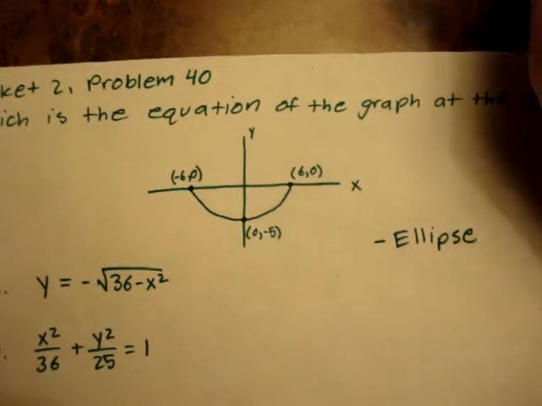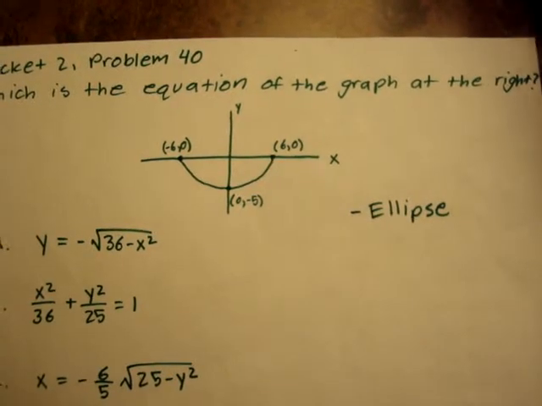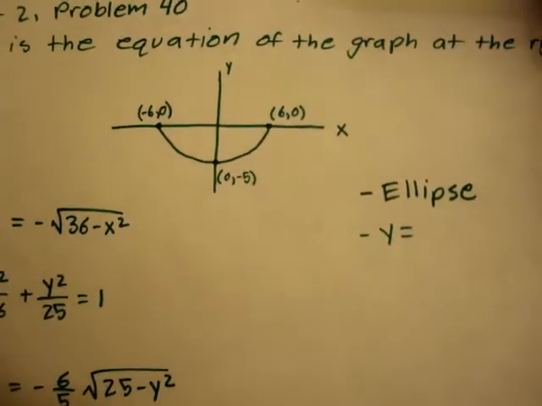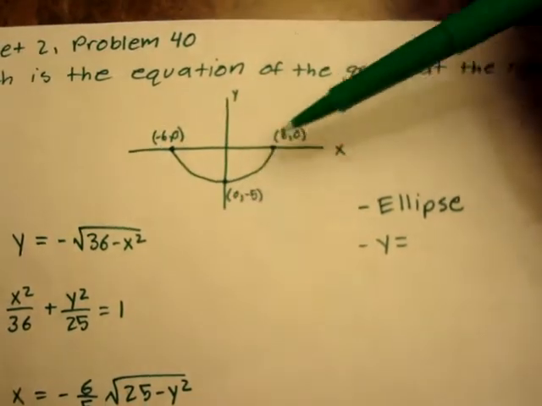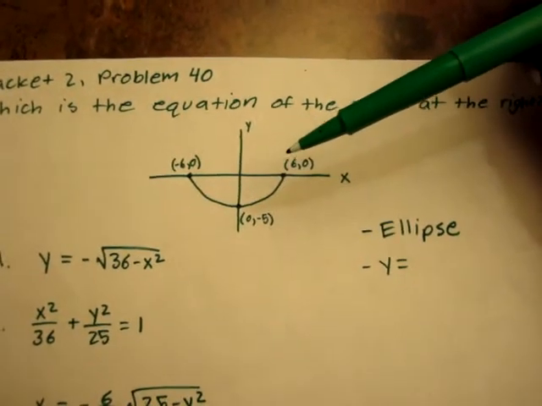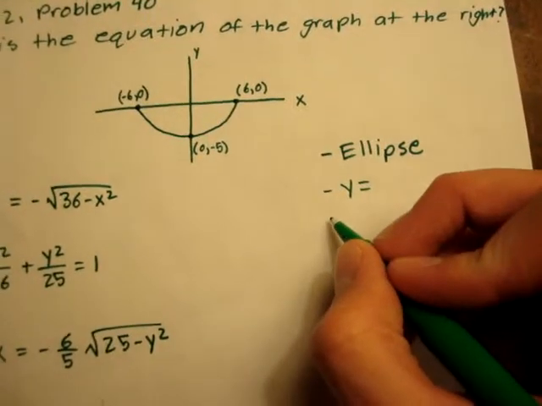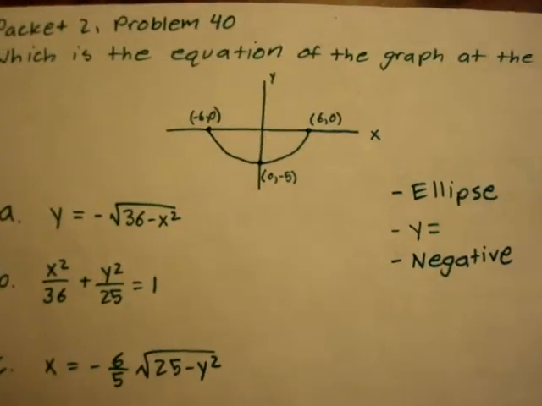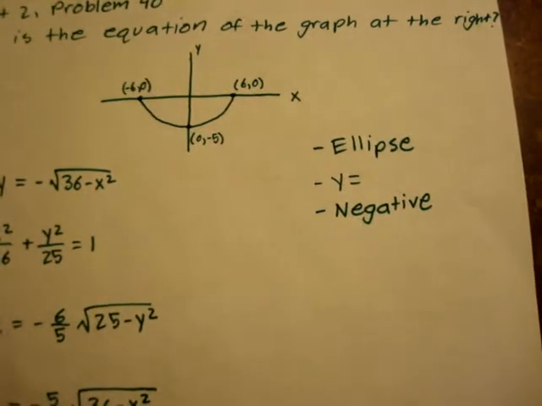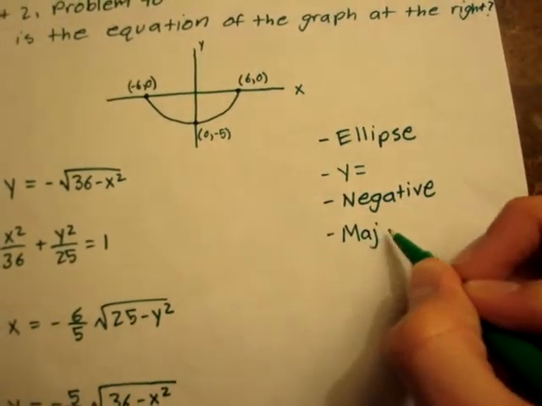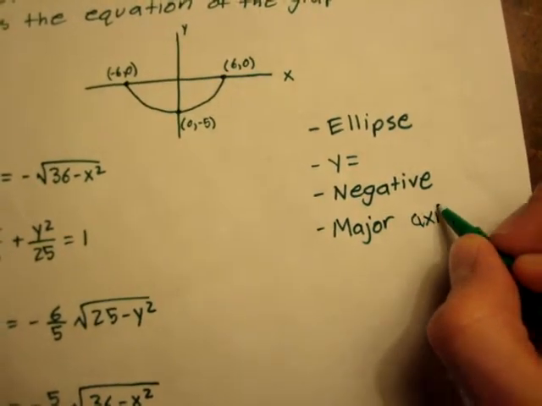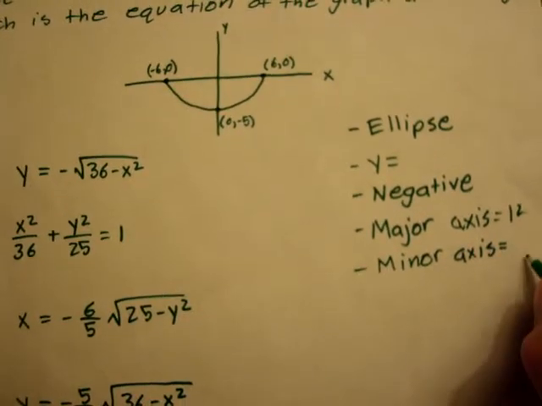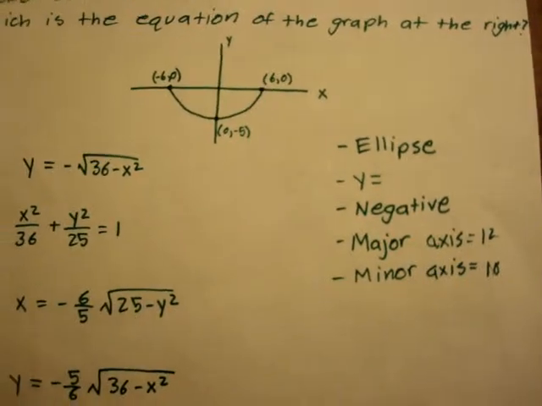Next thing we can pick off the graph is that we want it to be y equals, because the graph is the bottom portion of the ellipse, which means that all of the y values are also going to be negative. So we want a y equals a negative value for b over a. Those are the first 3 things that we can pick up, and we can also find the major axis, which is 12, and the minor axis, which is 10. So with all this information, now we can start looking at our options.